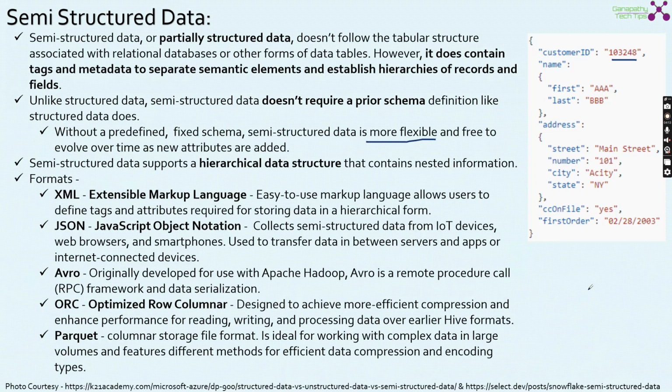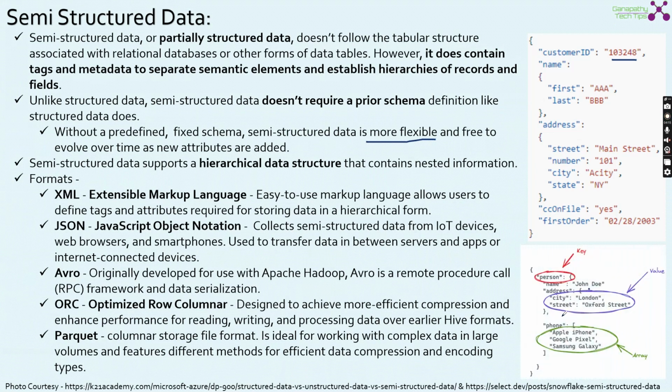And here is another example. Same like the previous one. Here within the address you can see city and street. These things we can call as values. These are all key value pairs. City is the key, London is the value, street is the key, Oxford Street is the value.